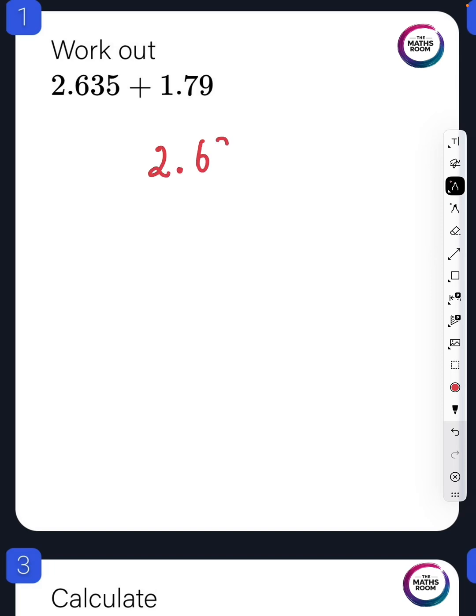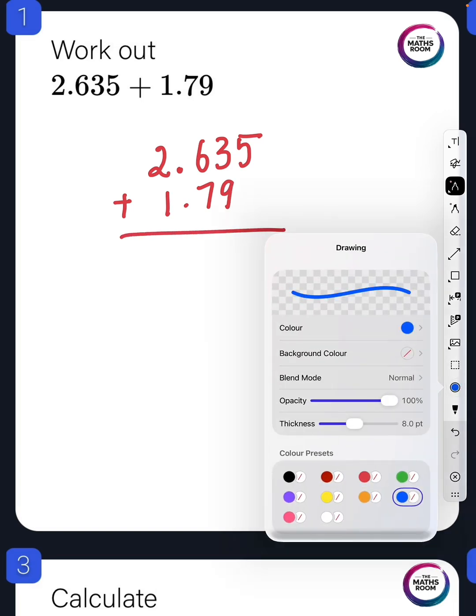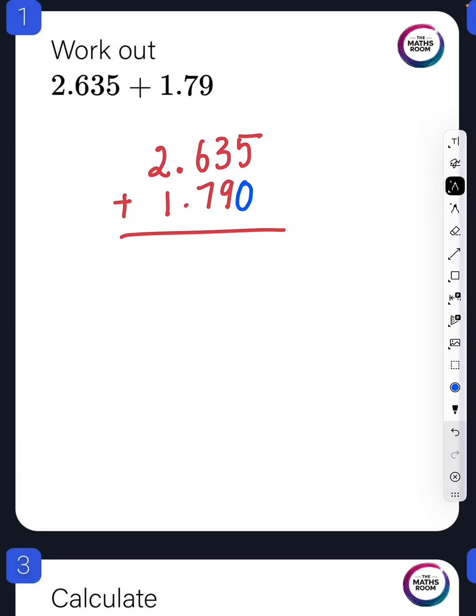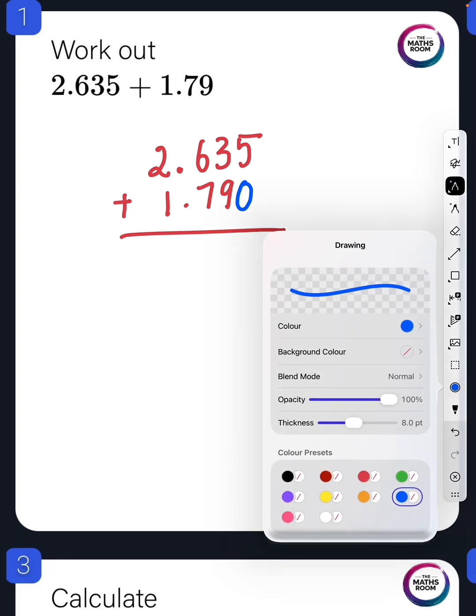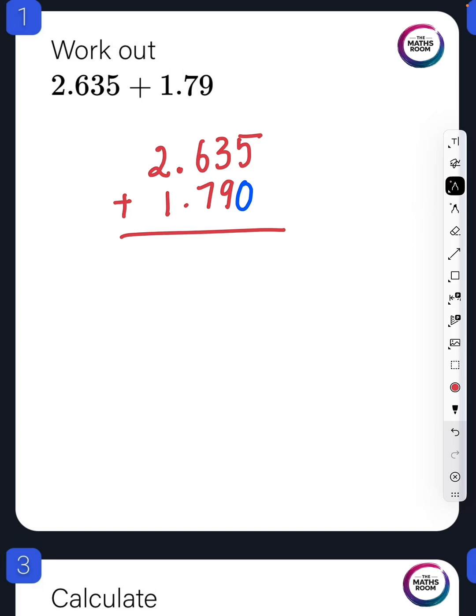So 2.635, add 1.79. Always align your decimals. I always make sure that they're all the same number of decimal places. That 0 at the end does not change the value of the numbers, so it's perfectly okay. So 5 add 0 is 5, 9 add 3 is 12, so that's 2, 1 carry forward. 7 plus 6 is 13, plus the 1 carry forward, that's 14.